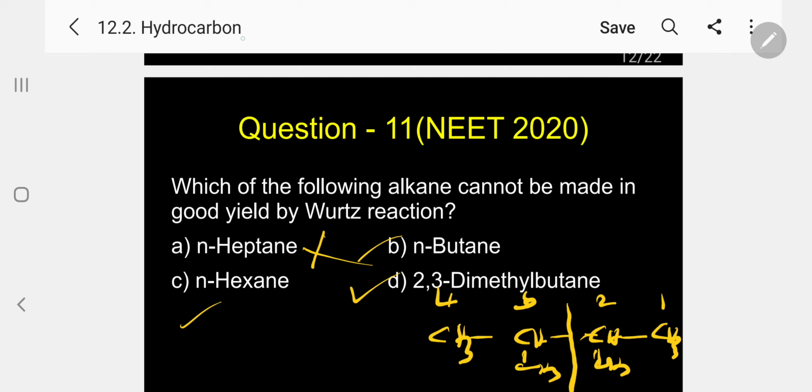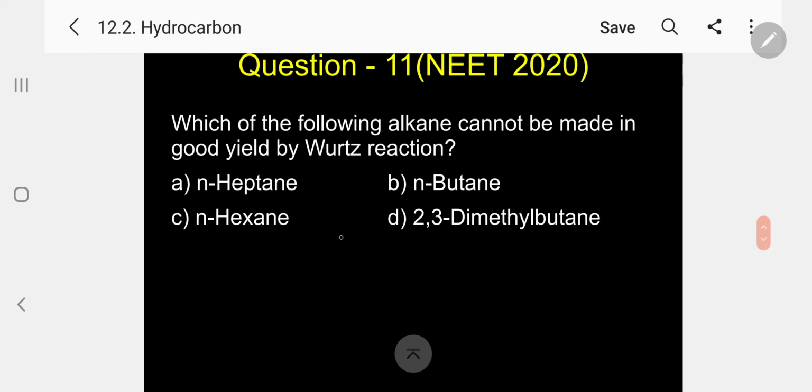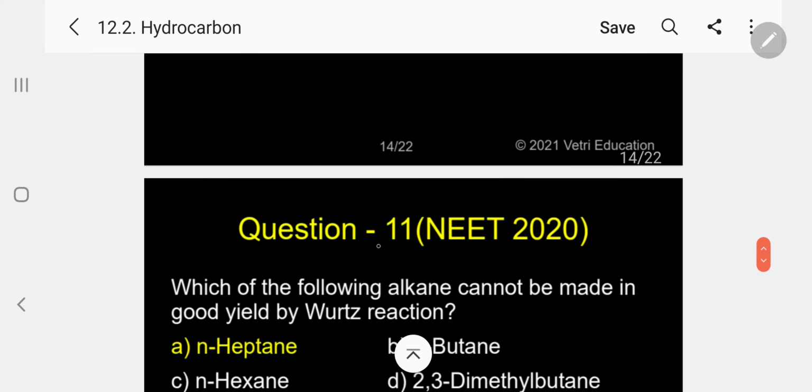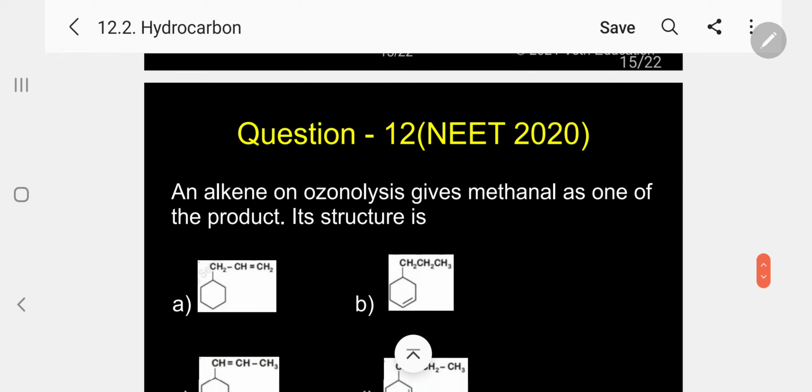This is the trick involved. That means Wurtz reaction is not suitable to prepare alkanes containing an odd number of carbon atoms. It is only suitable for even numbers. Kindly follow. So the answer is heptane, n-heptane. Very clear? Let me go for the next question. Question number 12.